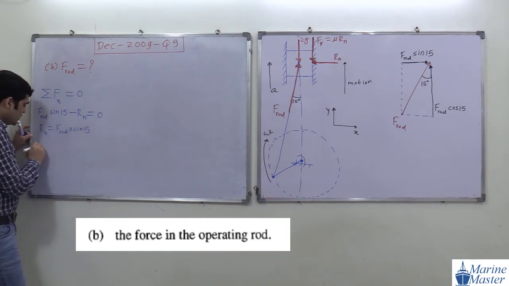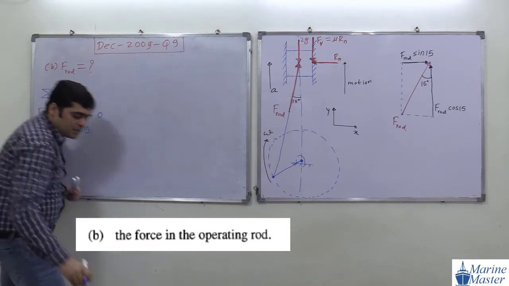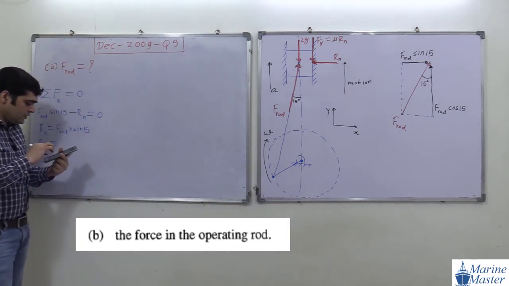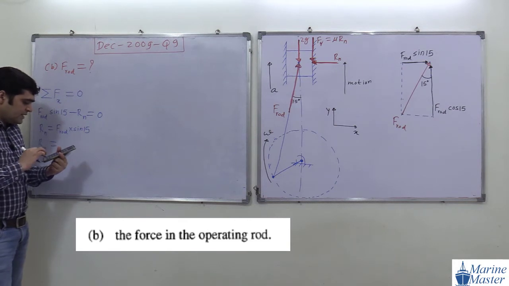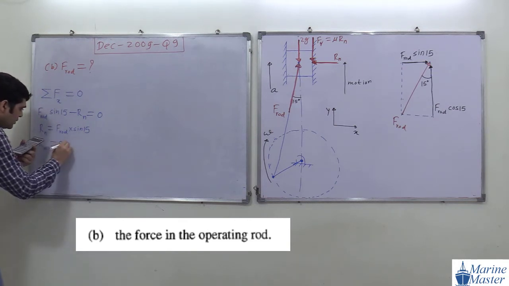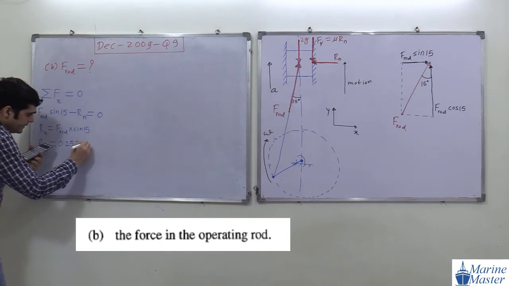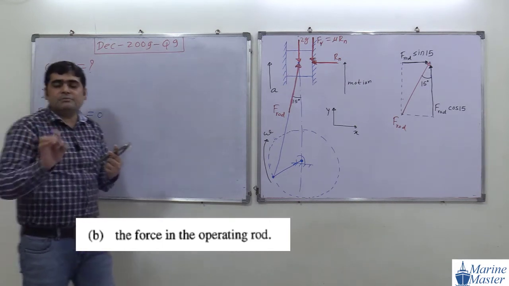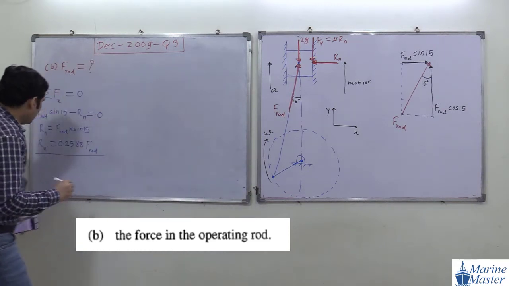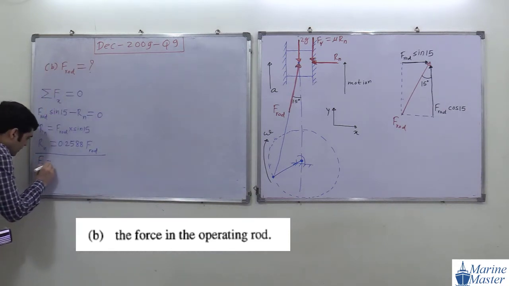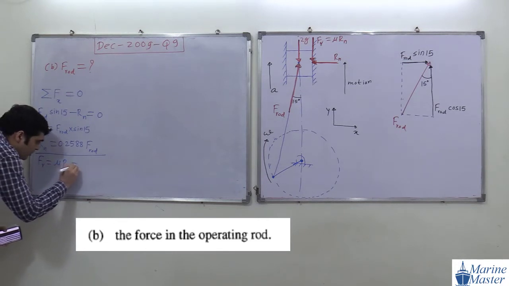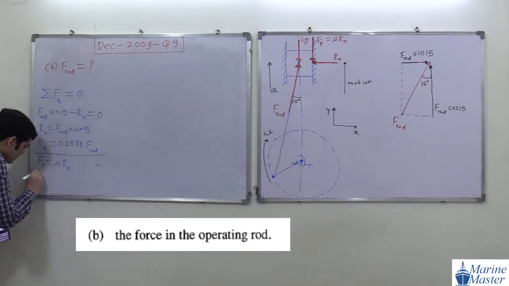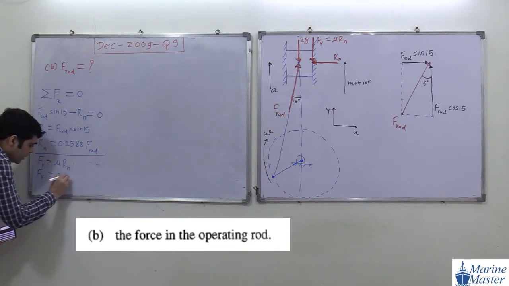Now please everyone do the calculation and tell me the value of sin 15. Sin 15 is equal to 0.2588 F rod. So in this way we got the normal reaction in terms of force in rod, F rod. Then Fr will be equal to mu Rn. Mu is 0.12.